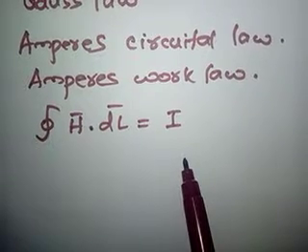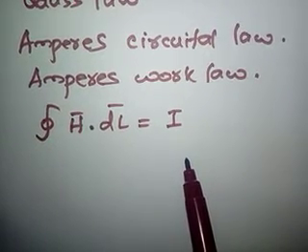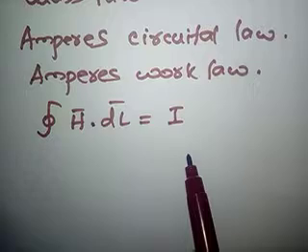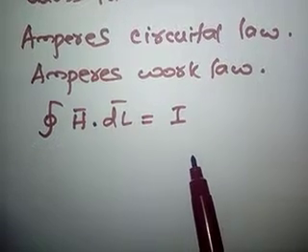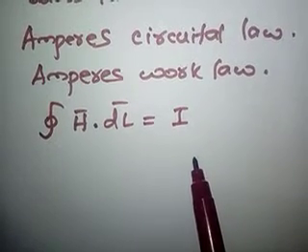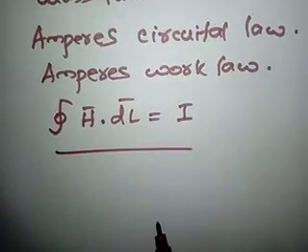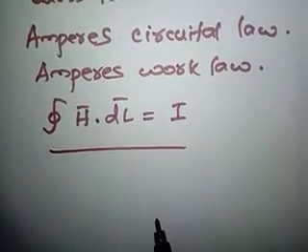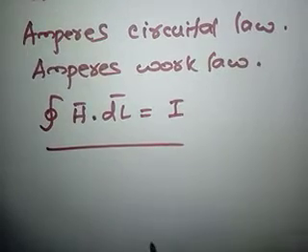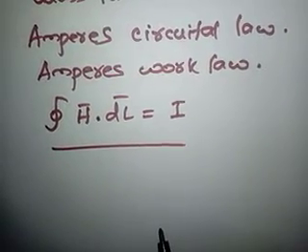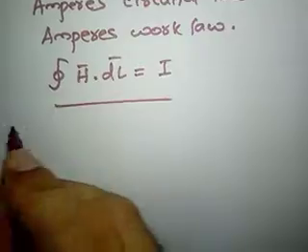That is, the line integral of magnetic field intensity H bar around a closed path is exactly equal to the direct current enclosed by that path. Okay, and this is the mathematical representation of Ampere's circuital law. Right. Next we will see the proof of Ampere's circuital law.